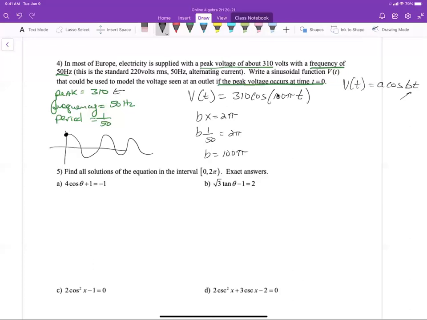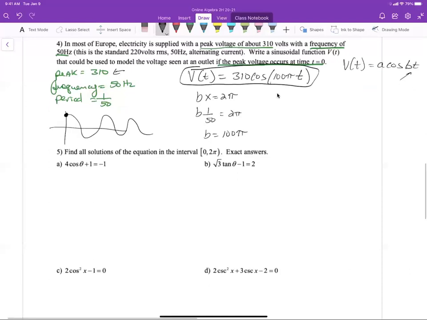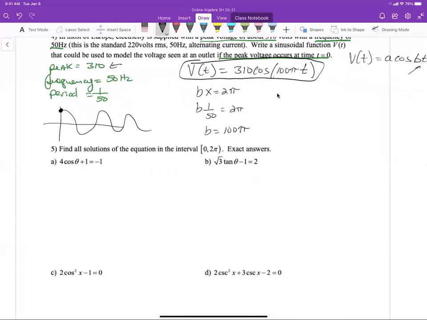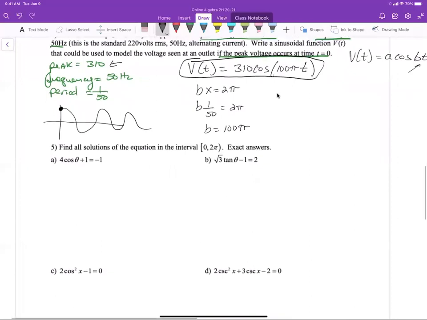Didn't have to put those parentheses, but I went ahead anyway. I just like it for clarity, but you did not have to, because they're all multiplied by one another. So that is my answer. V of t is equal to 310 cosine of 100 pi times t.